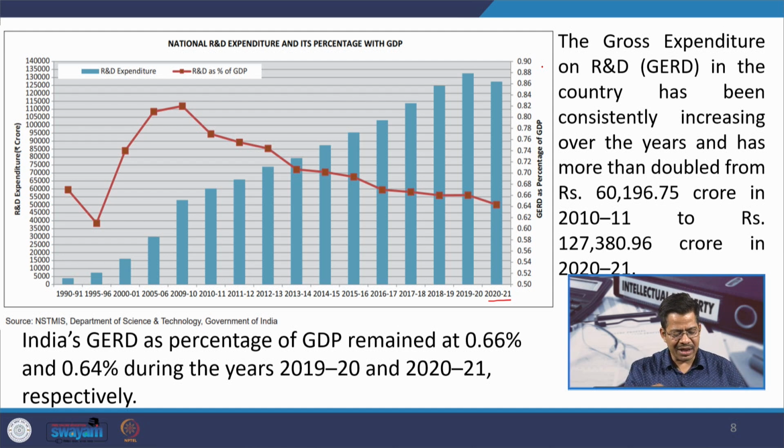So, this is at the national level, that continuously you can see there is a rise in R&D expenditure in our country. However, there is an issue with respect to the size of our economy, the R&D expenditure as a percentage of GDP, which is shown with the help of this curve. And here you see this curve, this is continuously decreasing.